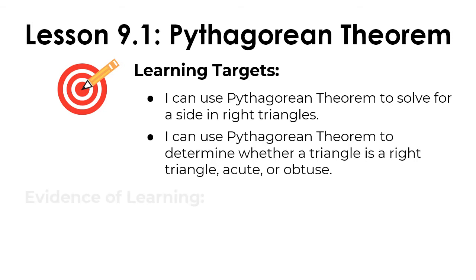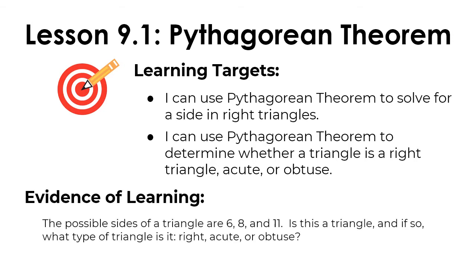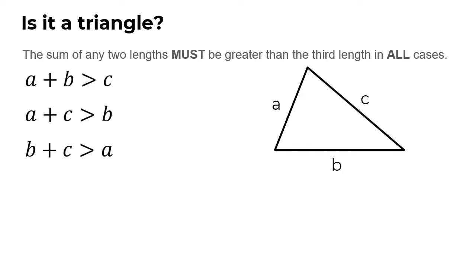sides. So hopefully by the end of today's lesson, you're going to be able to solve a problem that looks like this, where you're given three possible sides of a triangle, and then you can determine what kind of triangle it is. Now, first of all, before we get into Pythagorean theorem, let's make sure that we understand what makes a triangle. Okay. You're going to be given a set of three possible sides, and you've got to be able to determine whether or not this is indeed a triangle.